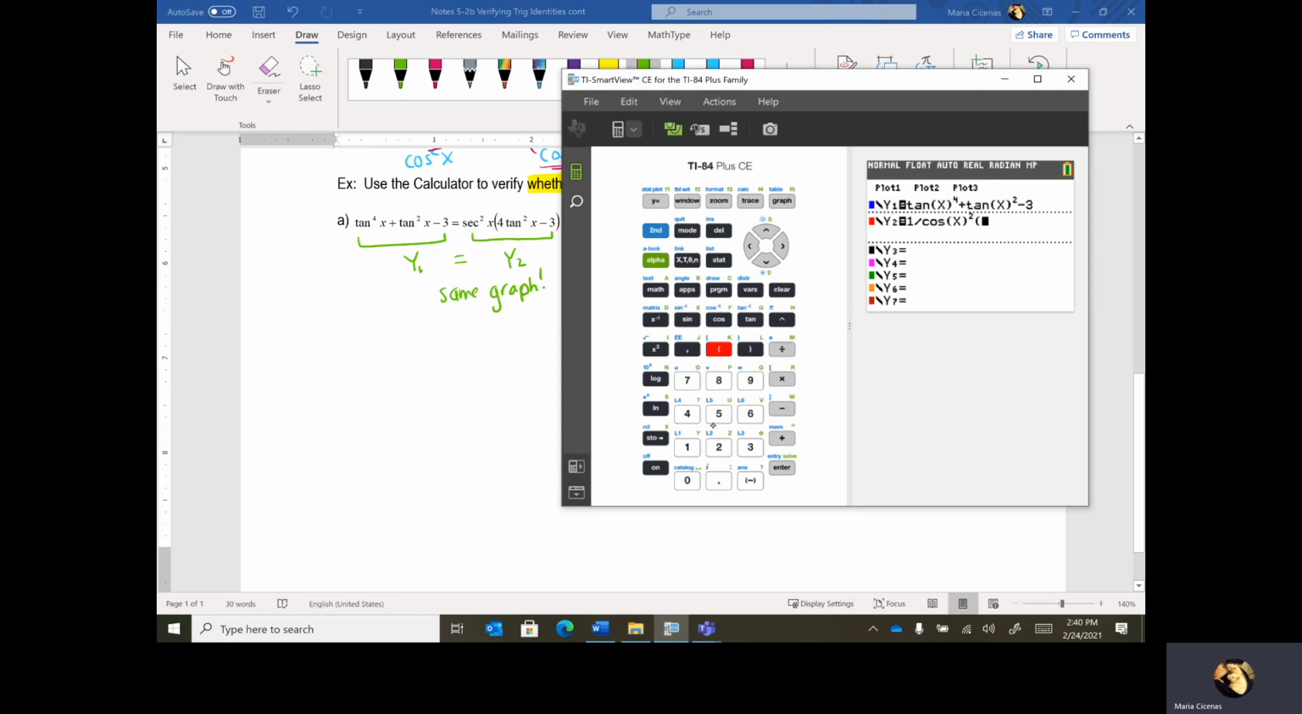And then in parentheses, I have 4 tangent x squared minus 3. I'll close my parenthesis. All right, so you got to take the time, make sure you get it entered correctly. It doesn't matter a ton what our viewing window is. At least I don't think it should matter. I don't know what my window currently is, so I'm going to do zoom trig to just get a basic window. So zoom 7.